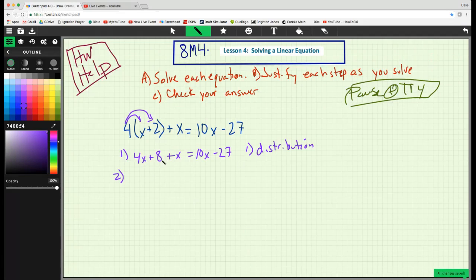Now I see that I have multiple x's on this side, so I'm going to add those together. 4x and 1x is 5x plus 8 equals 10x minus 27. And that's by combining like terms.